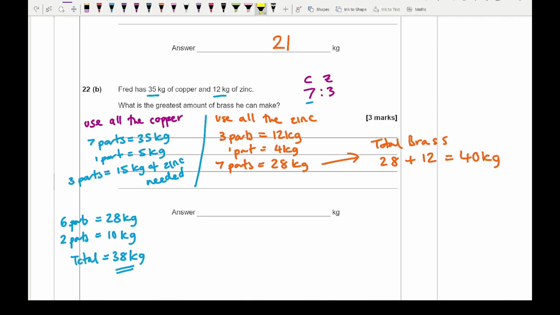And then it's just a case of comparing this amount to this amount. So what's the total amount of brass that we can make, or the greatest amount I should say? The answer then is going to be 40 kilograms.